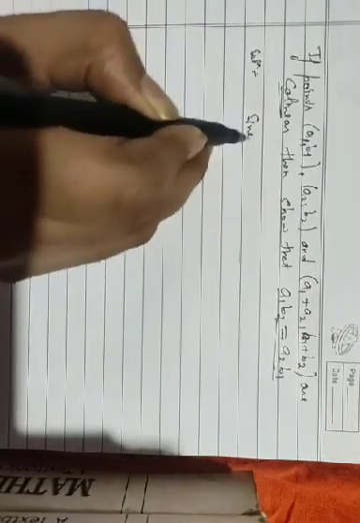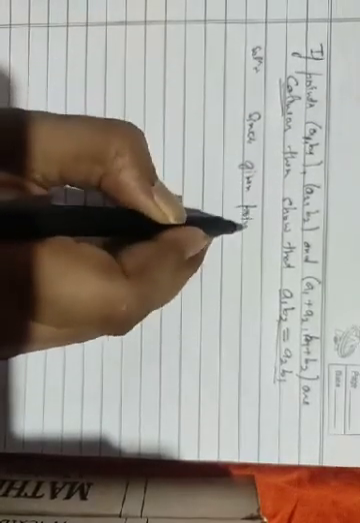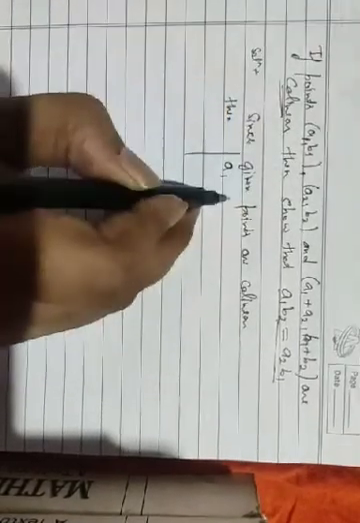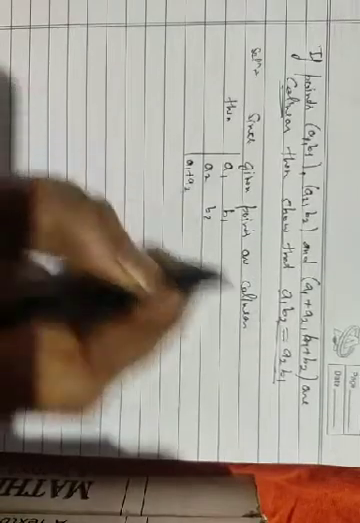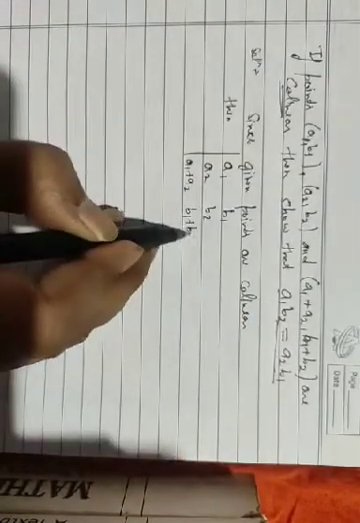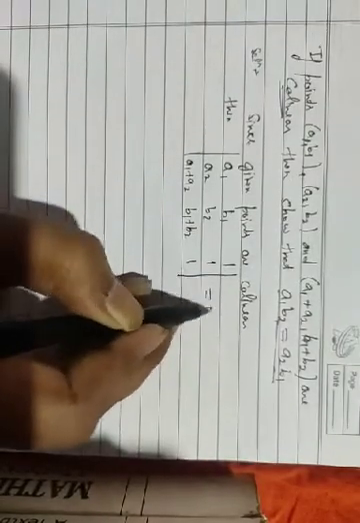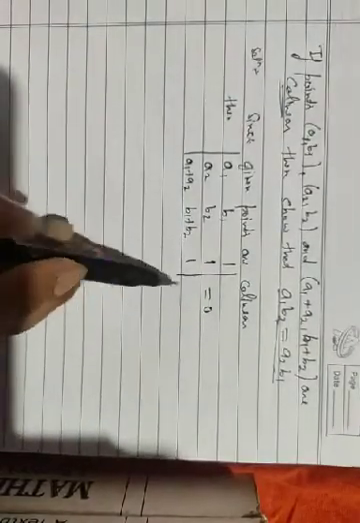Since the given points are collinear, we have the determinant with rows a1, b1, 1; a2, b2, 1; a1 plus a2, b1 plus b2, 1. The value of this determinant is equal to 0, because it is given that these points are collinear.